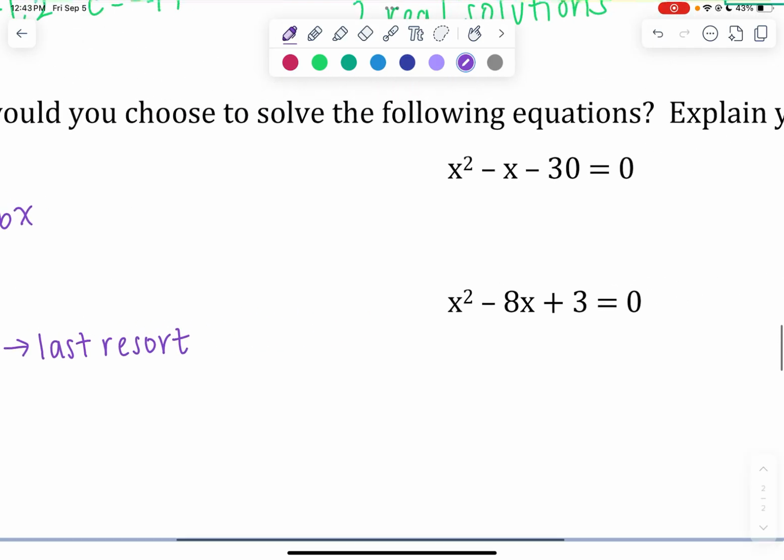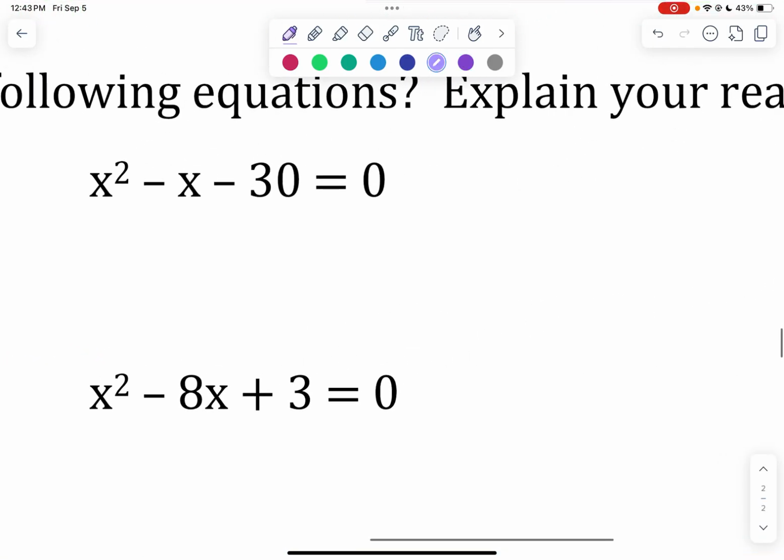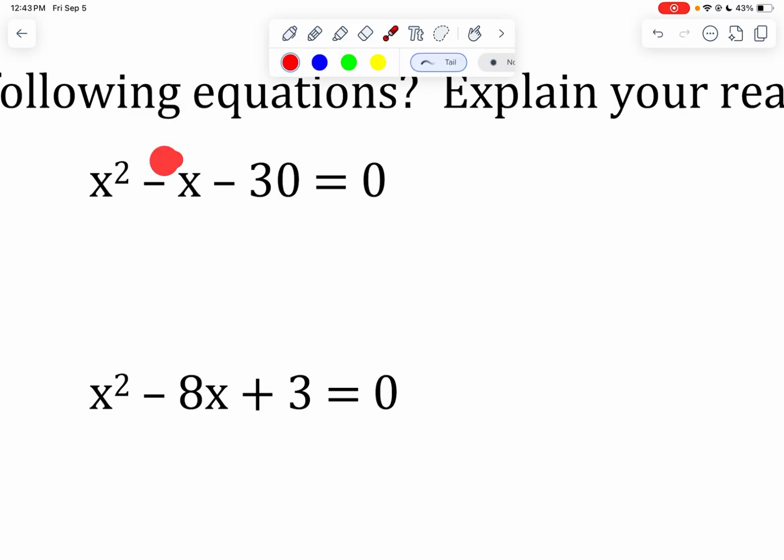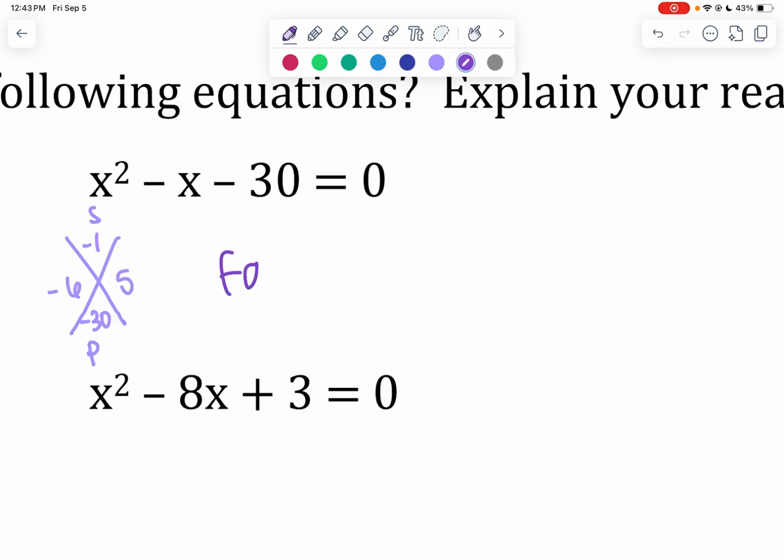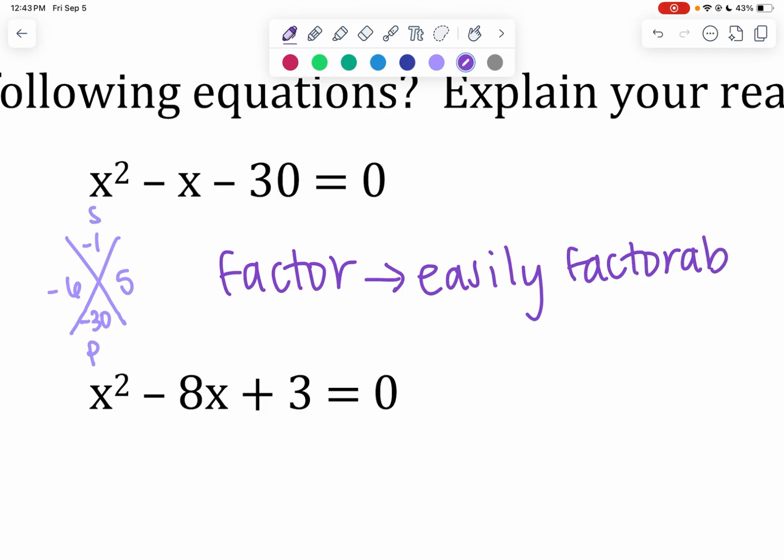Okay, and then taking a look over here, okay, a is 1. I can't solve by square root. This is an odd number, so I probably don't want to complete the square, but I can just check to see if it factors, right? So sum to negative 1 and a product of 1 times negative 30. Well, hopefully it kind of comes to you fast. That's just negative 6 times 5. 6 times 5 is 30, and then negative 30, so negative 6 and positive 5. This factors, so I would factor it. Why? Because I would just say it's easily factorable. It wouldn't take you forever to come up with those numbers.